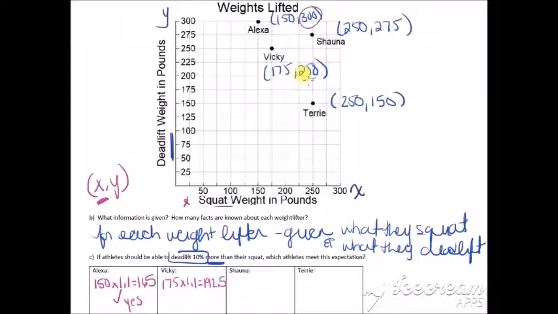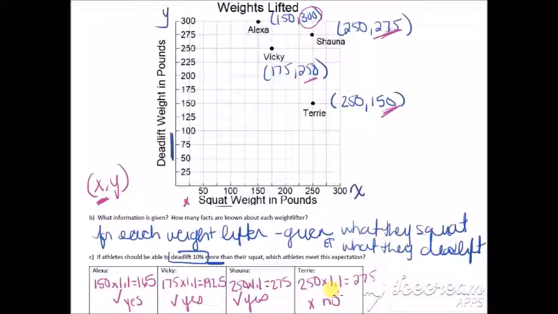So then compare it to 250, yes. Okay, Shauna's squat is 250. We're going to do 10% more by multiplying by 1.1. It's 275. Okay, compare it. Oh, yes, bang on. Okay, and then Terry's 250 times 1.1. Again, that's going to be 275. And we're going to compare it. No, she's not able to meet that expectation.